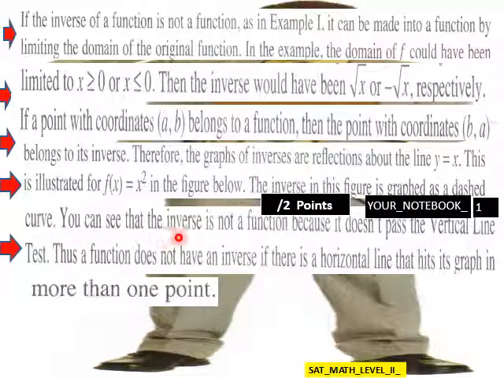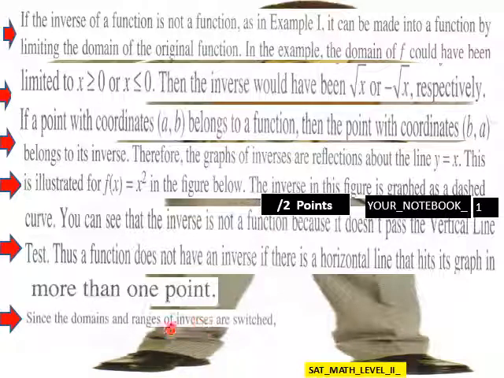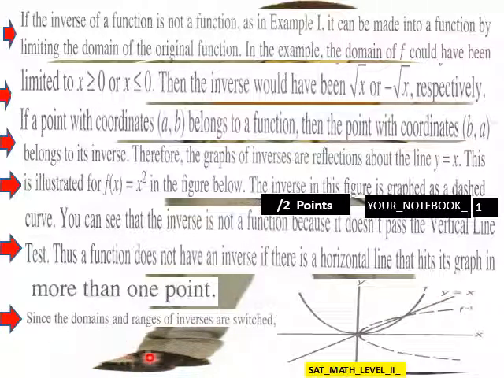You can see that the inverse is not a function because it doesn't pass the vertical line test. Thus, a function does not have an inverse if there is a horizontal line that hits its graph in more than one point. Since the domain and range of inverses are switched, this graph here, which is the inverse, is not a function. It would not pass the vertical line test.